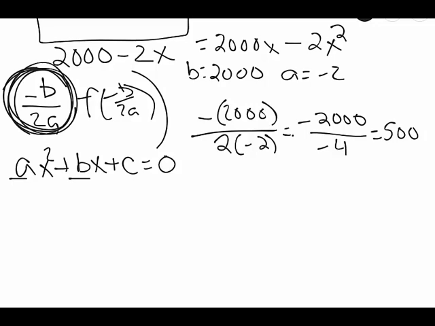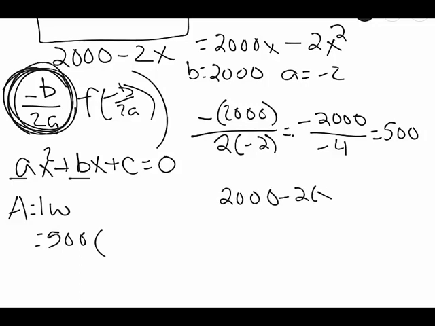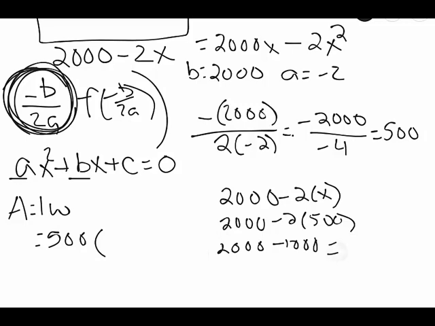Now it wants us to find the area, length times width. And remember, the width we did designate as x, right? So we know that we're going to do 500 for our width times whatever the length is. Well, the length we designated as 2,000 minus 2x. So if we plug in the 500 for x that we just found out, that gives us 2,000 minus 1,000, which just leaves us with 1,000. That means our length was 1,000.